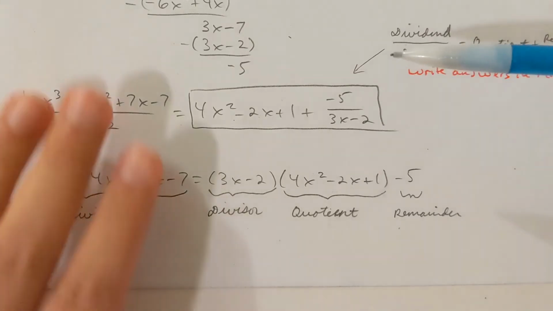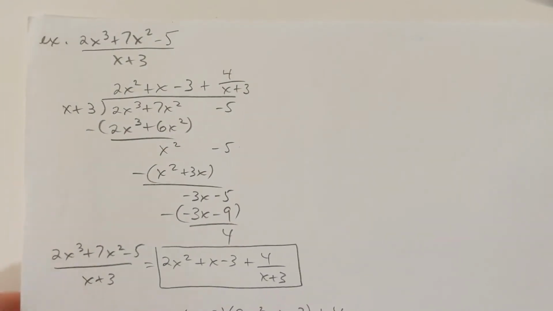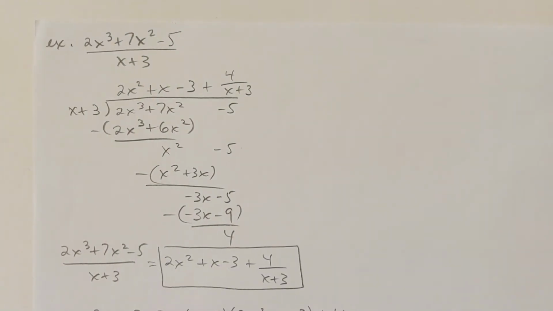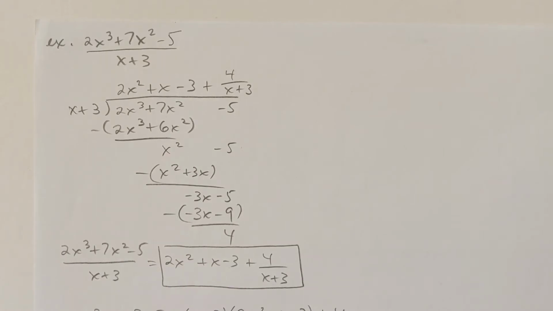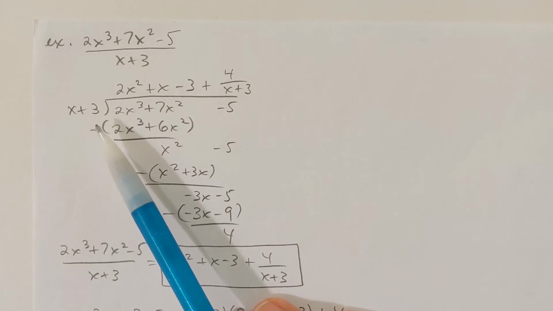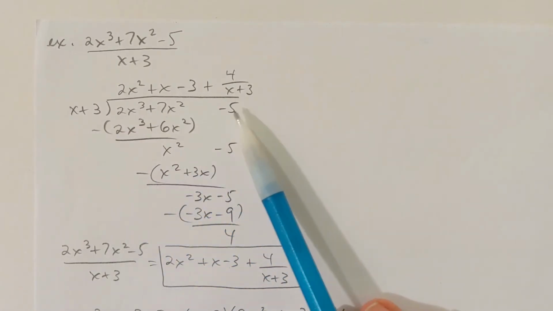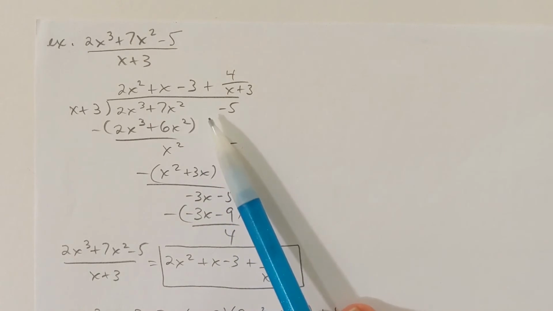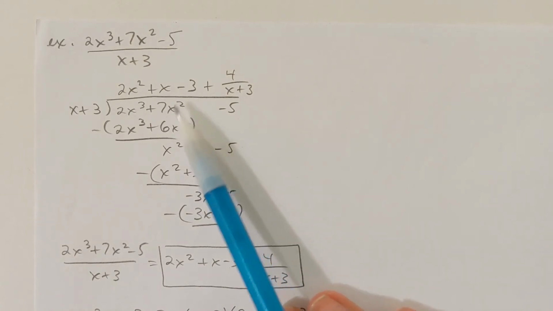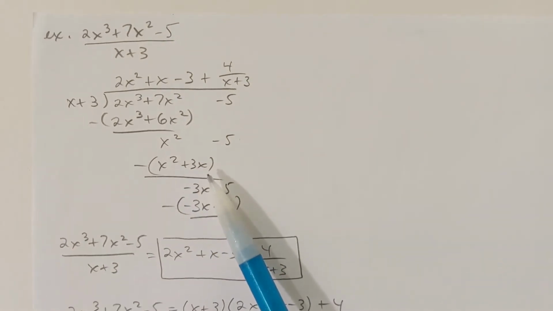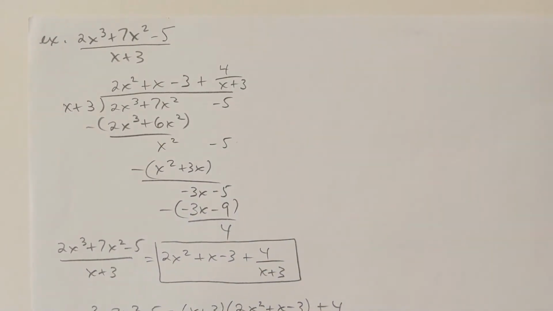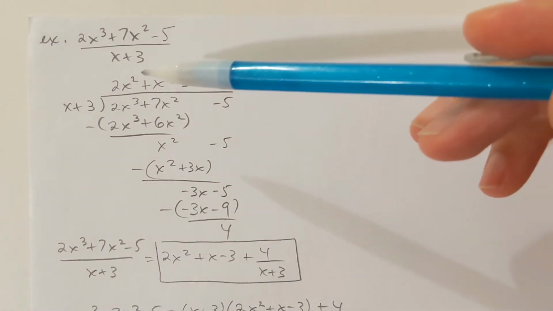Okay, so for example, suppose that we got 2x cubed plus 7x squared minus 5 divided by x plus 3. The x plus 3 is going to go outside the division bar. 2x cubed plus 7x squared minus 5 is going to go underneath it. I'm going to leave a gap between those last two terms just because I want to make sure all my columns are lined up there. And I'm going to divide.